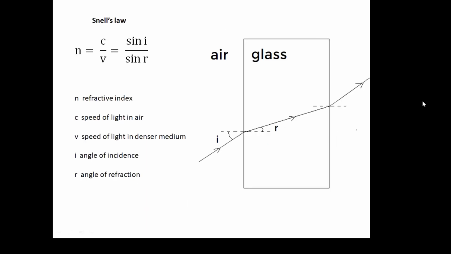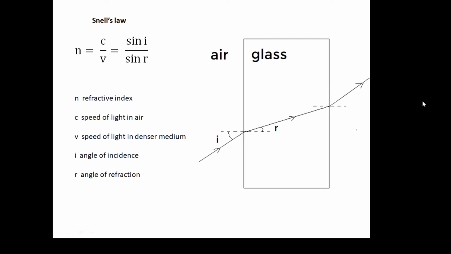Snell's law, n equals c over v equals sine i over sine r. n is called the refractive index of the glass, and it's equal to the speed of light in air divided by the speed of light in the glass, or the denser medium. And it's also equal to, thanks to Snell's law, sine i over sine r, where little i is the angle of incidence and little r is the angle of refraction.